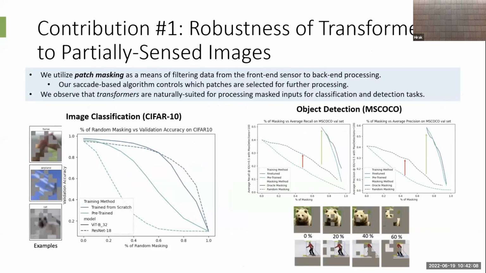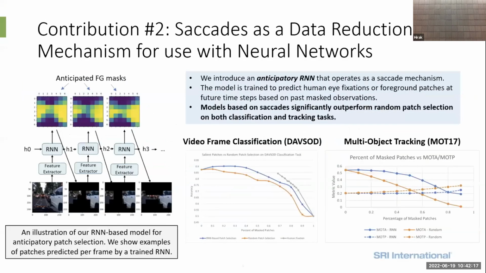We hypothesize and empirically validate that transformer-based models are well suited for processing massive inputs for image classification and object detection tasks. We propose a recurrent neural network architecture that is trained to mimic human fixations or ground truth saliency as an algorithmic implementation of the saccade mechanism. The recurrent neural network model anticipates the meaningful patches of the next frame based on partially sensed previously observed frames. The proposed saccade mechanism significantly outperforms random patch selection on classification and tracking tasks.